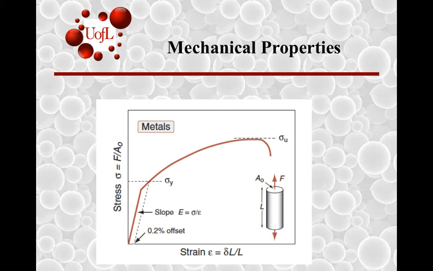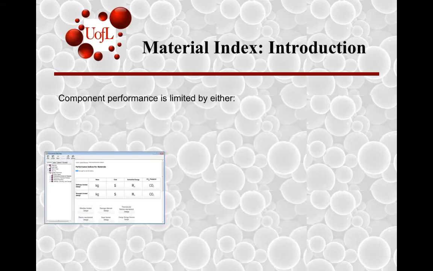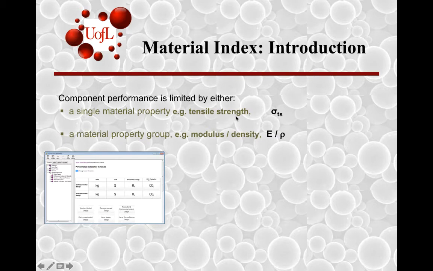Let us see how this now translates into material selection. For this, let us build the idea of a materials index, and we'll look at what these indices are in greater detail in the next class. But basically, for a design, the performance is limited by either the strength, which is a single material property, and that can be a material index. Sometimes you're interested in modulus over density, and so this is a combination of properties, or a materials property group. These are referred to as materials indices for the design.